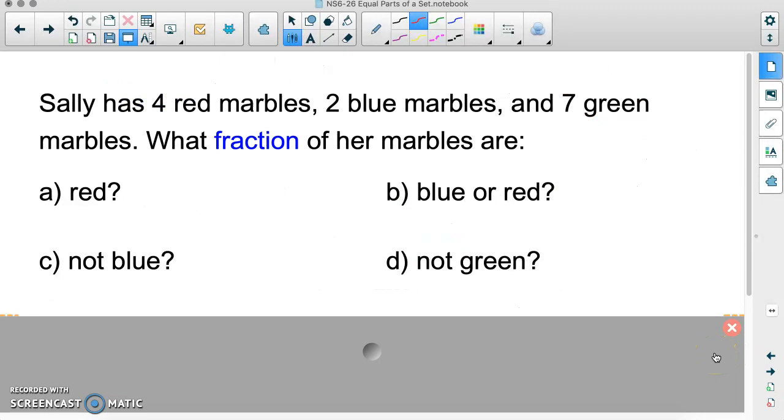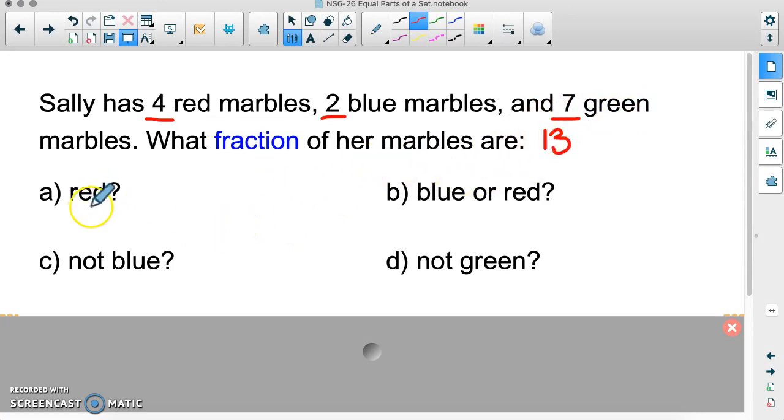Now here's another word problem. Sally has 4 red marbles, 2 blue marbles, and 7 green marbles. What fraction of her marbles are red? Well, first we need to know how many marbles Sally has all together. So we need to add these up. So 4 plus 2 is 6, plus 7 is going to get us to 13. So Sally has 13 marbles all together.